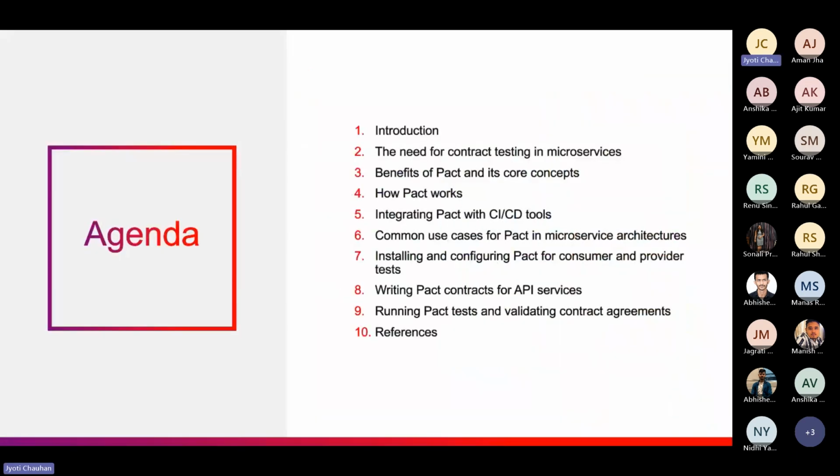So these are the topics that we are going to cover in today's session. Introduction, the need for contract testing in microservices, benefits of Pact and its core concepts, how it works, its integration with CI/CD tools, common use cases for Pact in microservice architecture, installation and configuration, configuring Pact for consumer and provider tests, writing Pact contracts for API services, running Pact tests and validating contract agreements, and references.